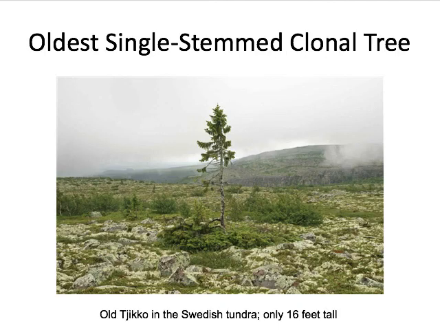Here's an example of the oldest single-stemmed clonal tree on our planet. It's only 16 feet tall, and it's found in the Swedish tundra. This Norway spruce might not seem that impressive, but don't judge a book by its cover. This tree is nearly 10,000 years old. Now, it's not the oldest tree on the planet per se, but it is the oldest single-stemmed clonal tree, meaning that while the trunk may have died off here and there, the same roots have endured this brutal tundra climate for millennia.